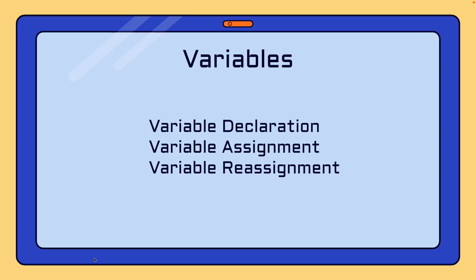So in our first section, we're going to talk about variables, and we'll see three main ideas. We'll see variable declaration, we'll see variable assignment, and finally we'll see variable reassignment and what that looks like and what we can do with that.